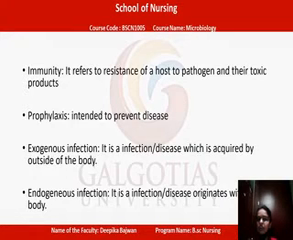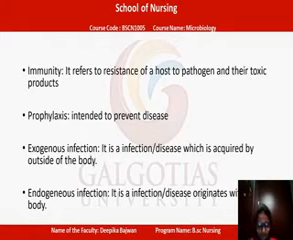Next we have prophylaxis. Prophylaxis is intended to prevent disease, meaning before the occurrence of any disease condition we take a preventive action, a preventive measure. That is known as prophylaxis. We can take the example of the immunization schedule. This is a very common example. In the immunization schedule we give vaccines to the baby.